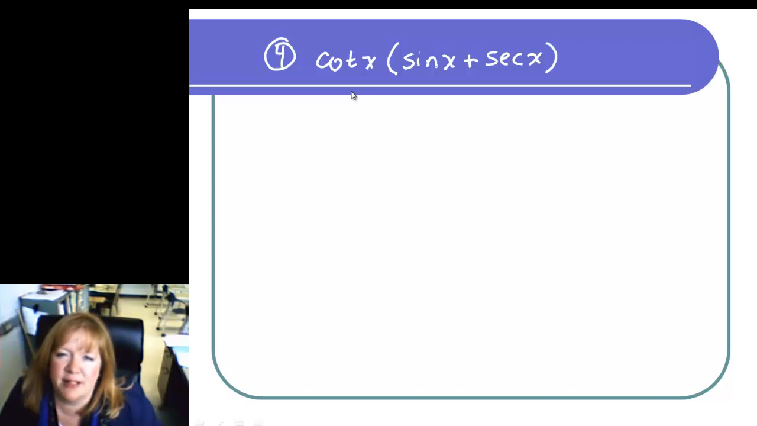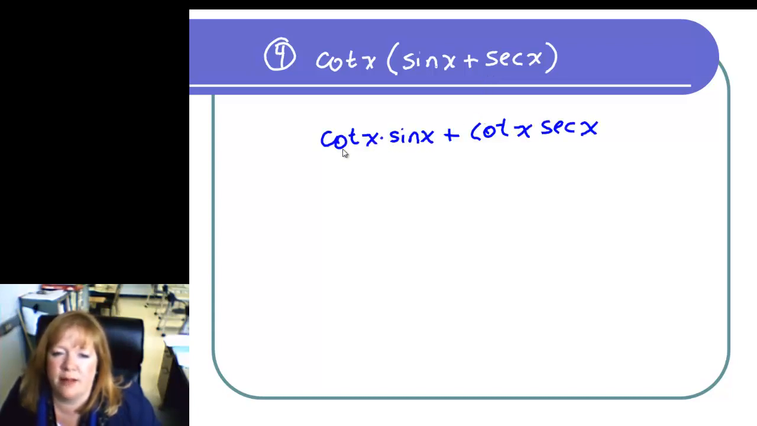Simplify means make it as short as possible. When I see cotangent of x times (sine of x plus x), what I need to do is figure out how I can simplify that. One trick that I like to use, not a trick, but a strategy, is to put things in terms of sine and cosine. So if I multiply through the parentheses, I get cotangent of x times sine of x plus cotangent of x times secant of x.